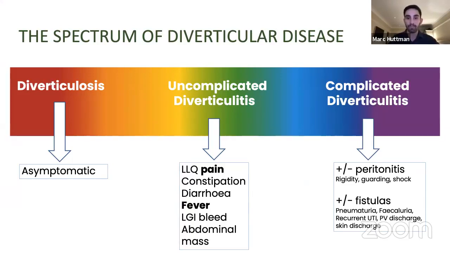A fistula is an abnormal connection between two epithelial surfaces. So if you have a connection between your bowel and your bladder, you'll have poo in your urine. You might have gas coming out your urethra. You might have recurrent UTIs. You can also have an abnormal connection between your bowel and your vagina, and you'll get all those things coming out your vagina, or you can have it from your bowel to your skin and you'll have skin discharge. So it depends where the abnormal connection is.